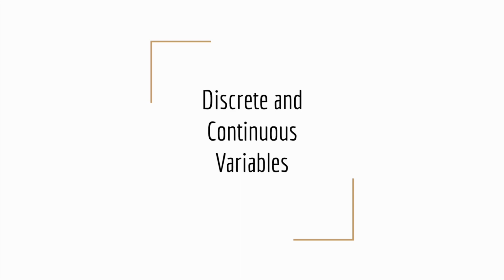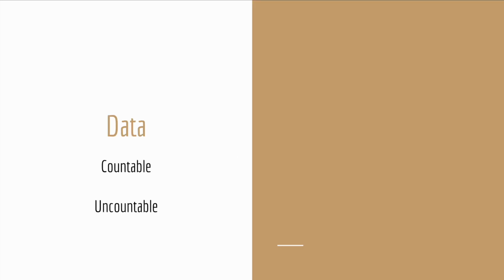Let's discuss discrete and continuous variables. But before that, let's come to data. Any numerical data that we can have can be divided into countable or uncountable data. Countable data is, of course, as the name suggests, data that can be counted. For example, number of children in a school.